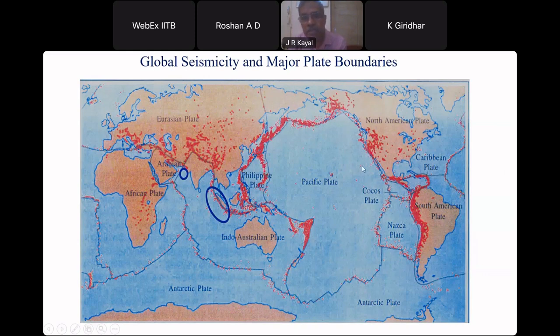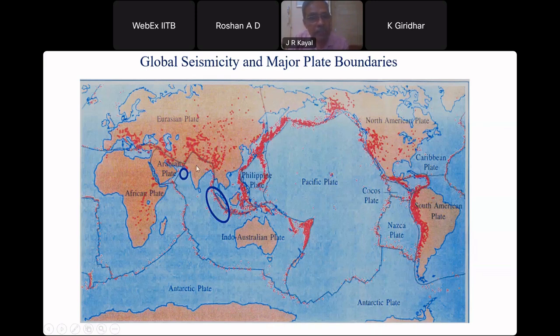And where the Pacific plate and the North American plate are sliding past by strike-slip motion along the San Andreas fault. And here another plate, the Nazca plate, is subducting below the South American plate and causing a lot of earthquakes along the Chile coastal zones. So these are the plate boundaries that we have obtained from the earthquake epicenters.